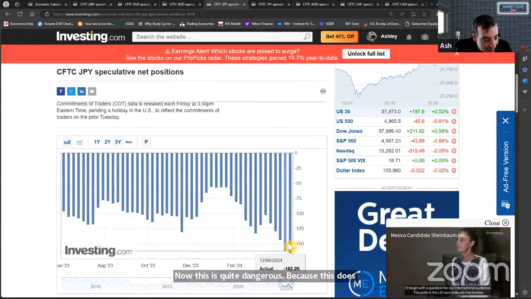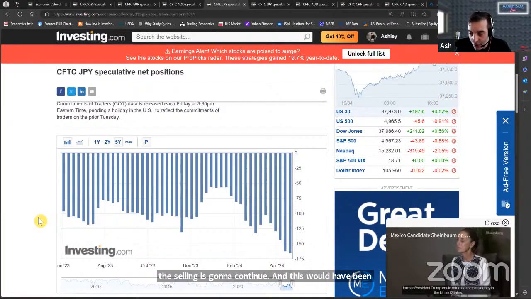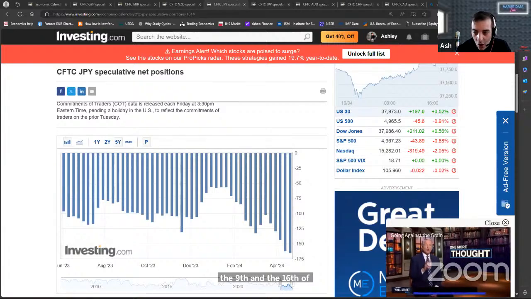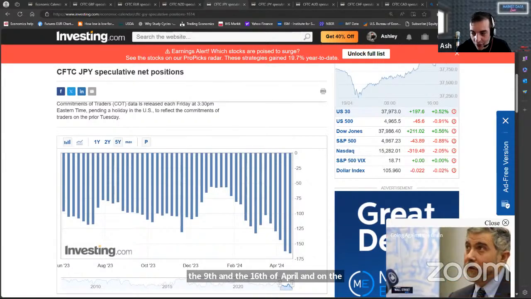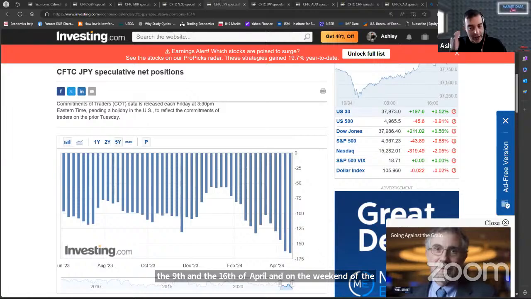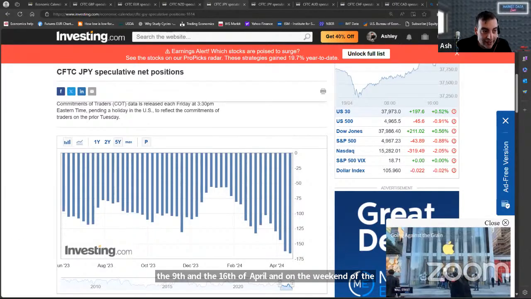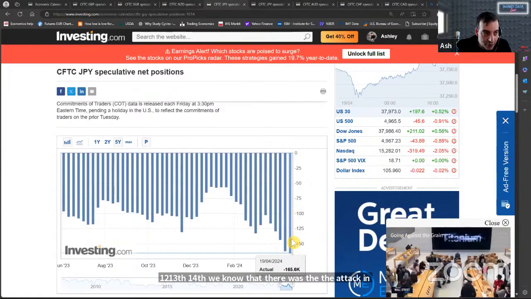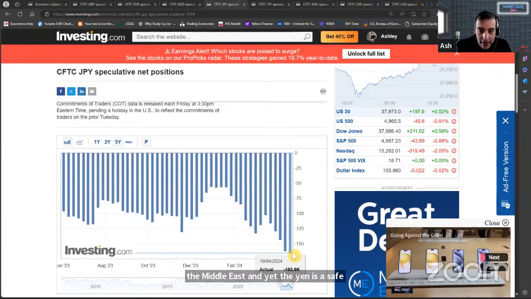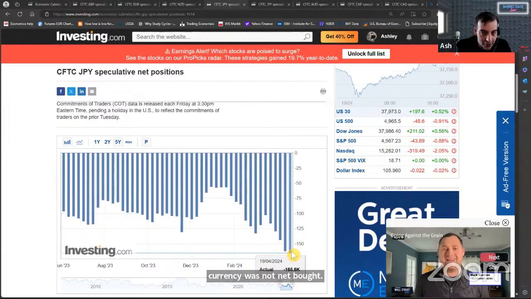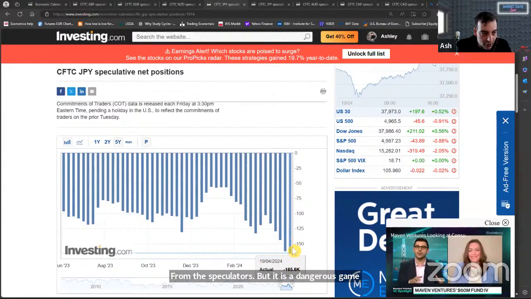This would have been reported Tuesday to Tuesday, which means it was reported between the 9th and the 16th of April. And on the weekend of the 12th, 13th, 14th, we know that there was the attack in the Middle East. And yet the yen as a safe haven currency was not net bought from the speculators. But it is a dangerous game now, sort of like trading a yen short because so many people are short.